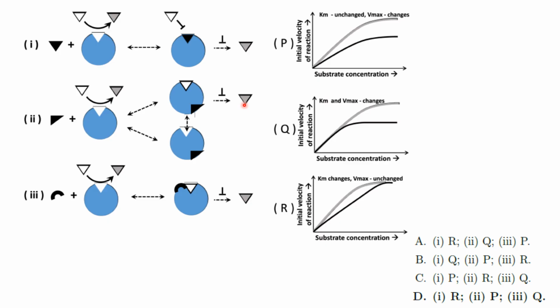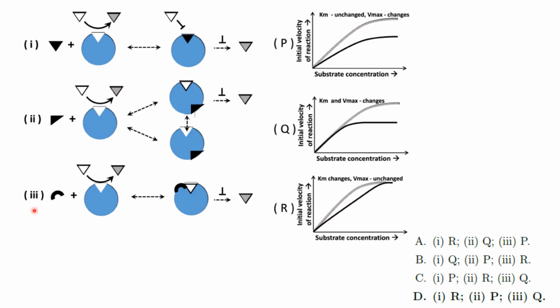So in non-competitive inhibition, the Vmax is decreased, or Vmax changes, but Km is unchanged. So that you can see here: Km unchanged, Vmax changes. Vmax is decreased here as I told you, but the Km is unchanged. It is the same value here for both the cases. So P is the non-competitive inhibition graph and 2 is the non-competitive inhibitor.